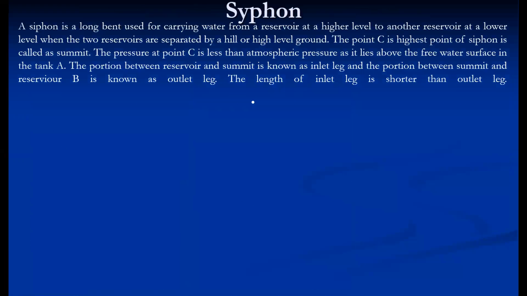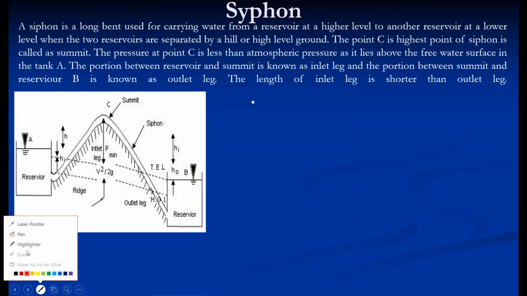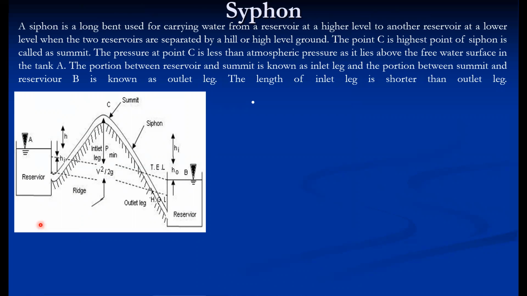So a siphon is a long bent pipe used for carrying water from a reservoir at a high level to another reservoir at a low level, separated by a hill or high level ground. It may be a ground or hill. Such an arrangement is called a siphon. The point C, the highest point of the siphon, is called the summit.